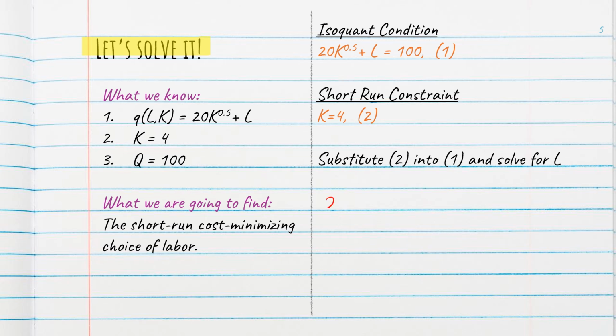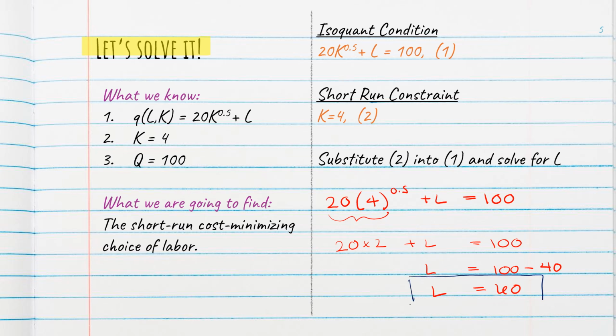So we have 20 times 4^0.5 + L is equal to 100. Working out this part right here, that's 20 times 2 + L is equal to 100. So L is equal to 100 minus 40, or L is equal to 60. So the cost minimizing choice of labor is 60 units.